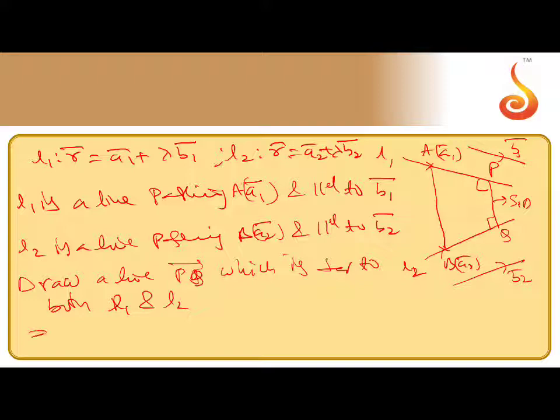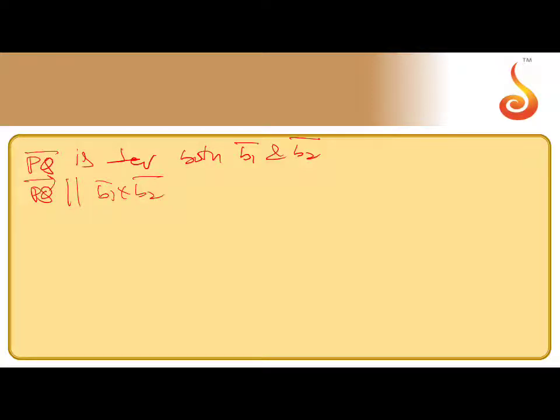That implies PQ equals the shortest distance between L1 and L2. Observe here, PQ is perpendicular to L1 and PQ is perpendicular to L2 also. That implies PQ is perpendicular to both b1 bar and b2 bar. That implies PQ is parallel to b1 cross b2 bar.